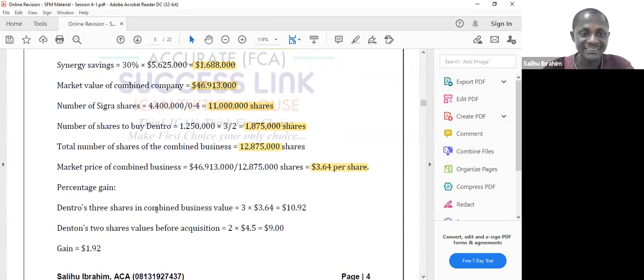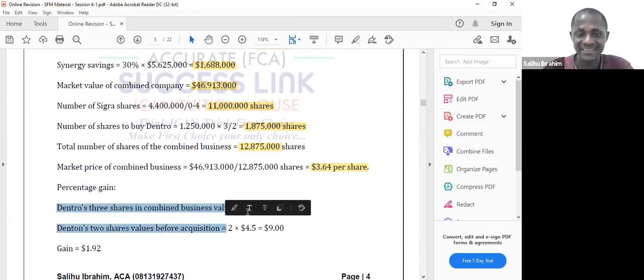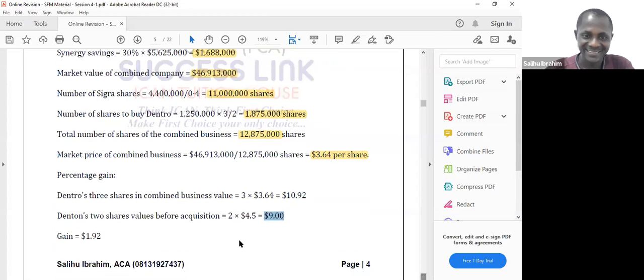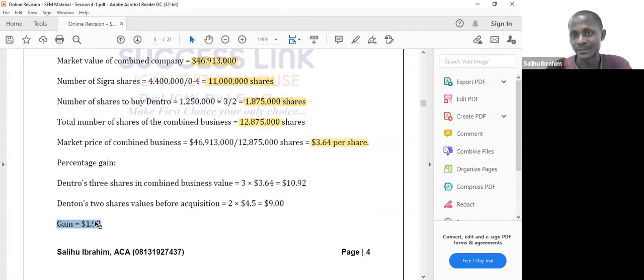So Dentroco has 3 shares in the combined company. The 3 shares they collected are valued at 10.92. And the shares they gave up are 2, valued at 4.5 each. 4.5 times 2 is 9. You can see that they are gaining. What is the gain? 1.92, right? That is the gain. Can you see that? This is the gain. So if that is the gain, what is now the percentage gain?